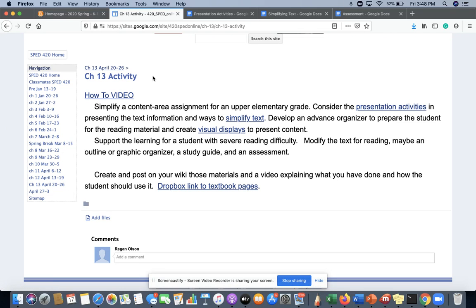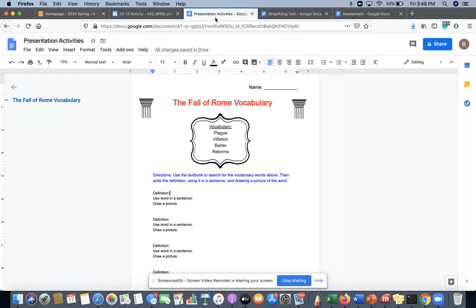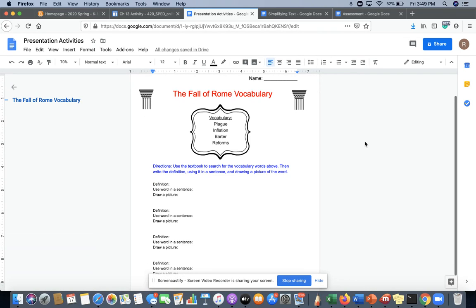Okay, so for the presentation activity for the Fall of Rome, I chose to have the students do a vocabulary assignment. I thought this would be great because those are kind of tricky words that students need to know before they're reading, because if you don't know the vocabulary, then being able to comprehend the text is not going to be easy. So I made this.